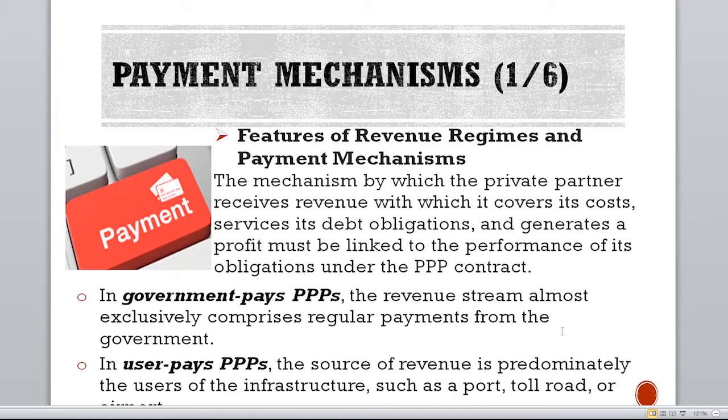In the case of government-pay PPP, the revenue stream almost exclusively comprises regular payments from the government. This is a PPP arrangement where it's only government that pays for the service. An illustration might be a case where government knows they need more ports to facilitate trade. Maybe from projection and economic analysis, there is every indication that trade would skyrocket or multiply, and the government knows that with the current trade infrastructure, they wouldn't be able to contain the surge or the growth.